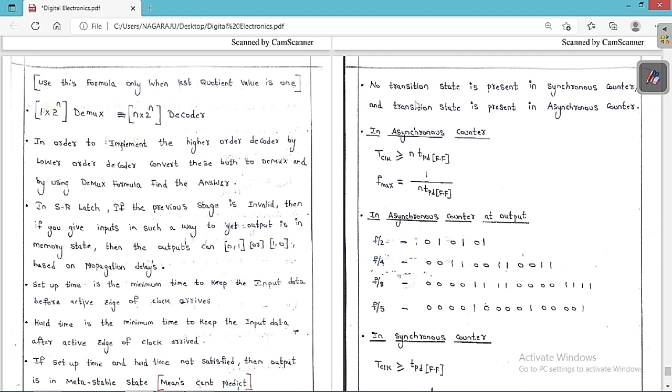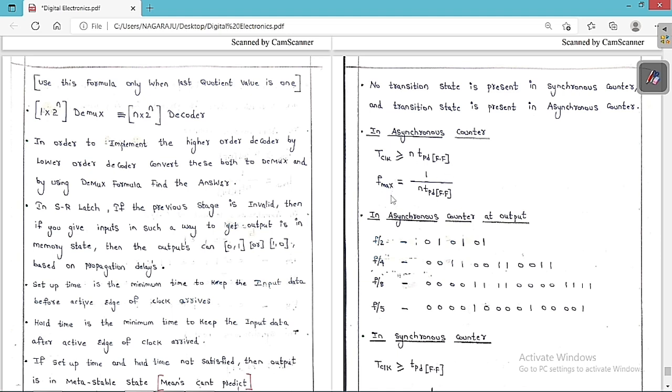So we can say there is no transit state present in the synchronous counter, but it is only present in the asynchronous counter. So this transit state, or we can say unstable state, is present only in the asynchronous counter, but it is not present in the synchronous counter. In an asynchronous counter, as I have already told you, the output of one flip flop is given as the clock of the other flip flop. Then we can say that here T clock is always greater than or equal to n into TPDFF.